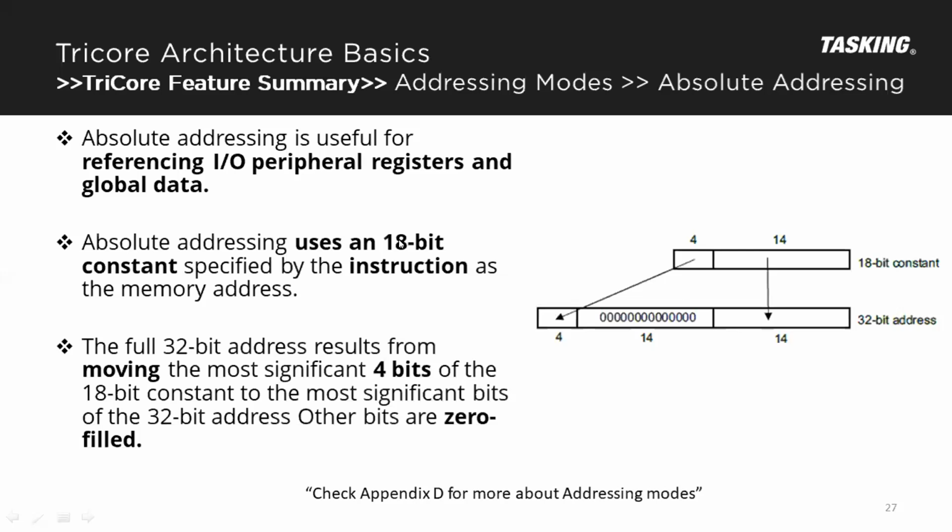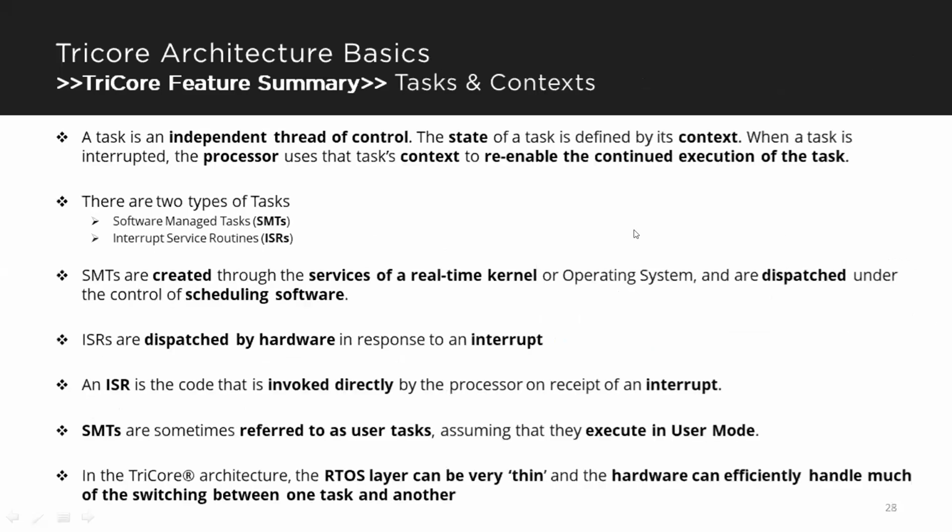So I use the 18 bits that come with the instruction, and you will find here these 4 bits. It is 4 because there are 16 memory segments, right? For 16 memory segments, in order to access all the segments, you need 4 bits, and these 4 bits provide different combinations in order to fetch whatever segment you want. And again, you could check this appendix D for more addressing modes.